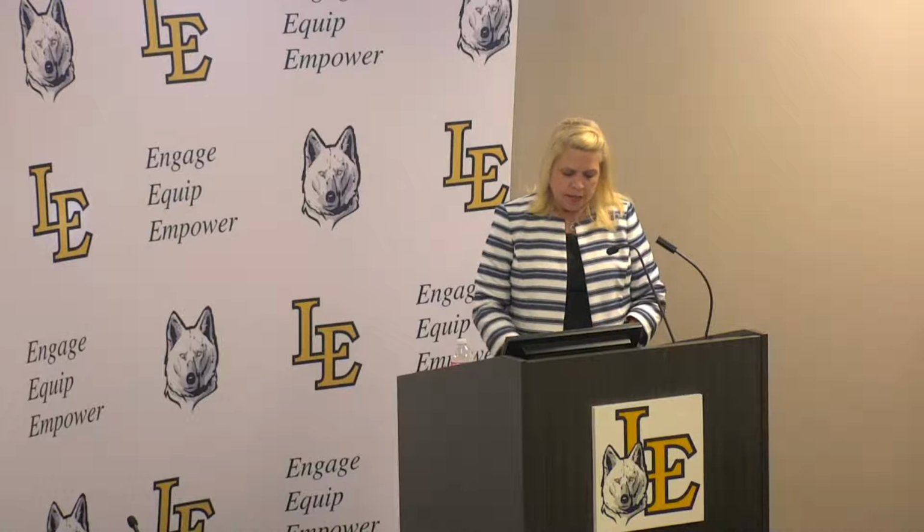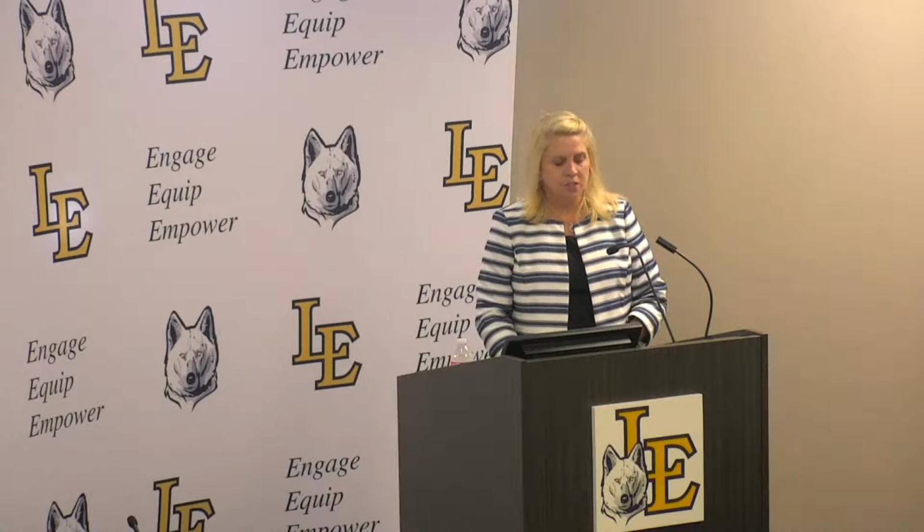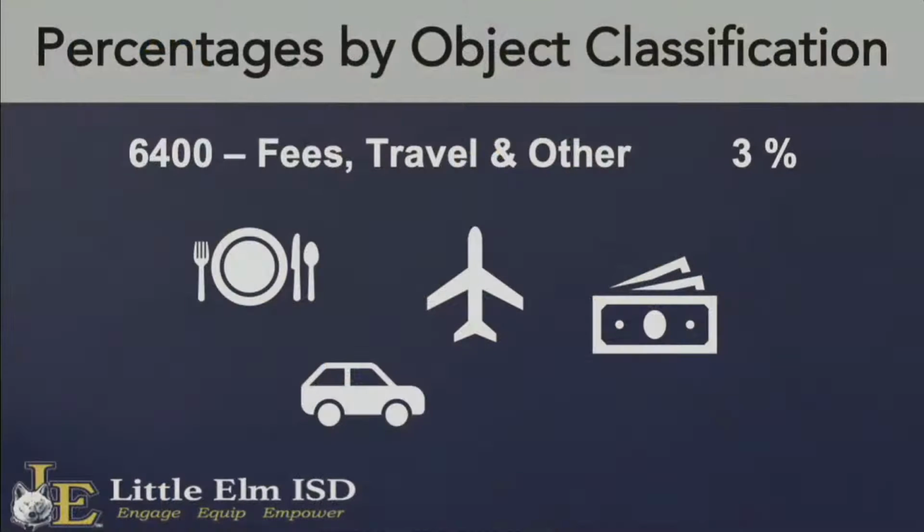And then the final classification is 6,400, and that really is kind of the intangibles, if you will. It's the fees, the travel, the other things. Insurance is about 1% of our entire budget. And so of that 3%, insurance makes up a third of it.